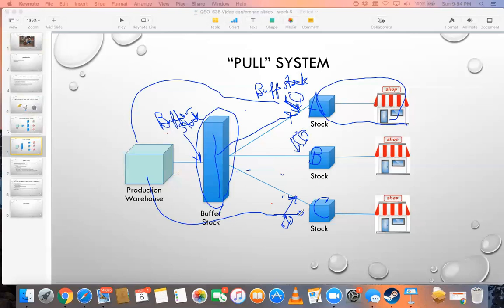Whereas when you do risk pooling, all the stocks for the most part have to be the same. All the stores have to be either A, or B, or C. The demand types must be the same. Okay, does that make sense? Okay, I'm going to assume that it is.